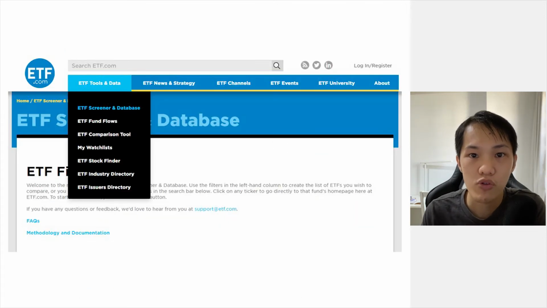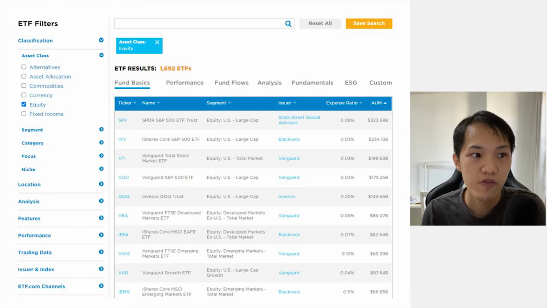In terms of how to research ETFs, I would recommend this website, etf.com. So you just go to the ETF tools and data and select the ETF screener and database. And there are different filters. For example, you can choose different types of asset class, and you can choose different geographical locations, and even you can choose the issuers. So for ETFs, please pay attention to the expenses. Some of the smaller ETFs can be quite expensive.